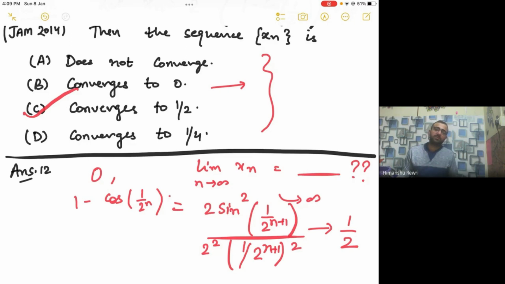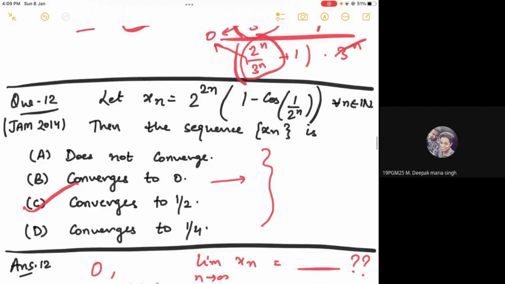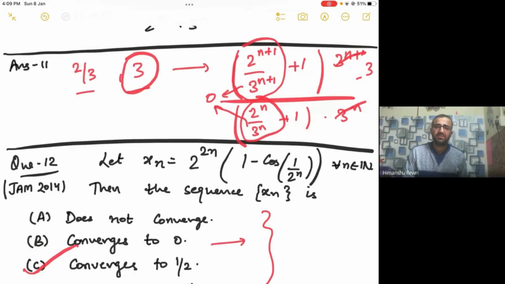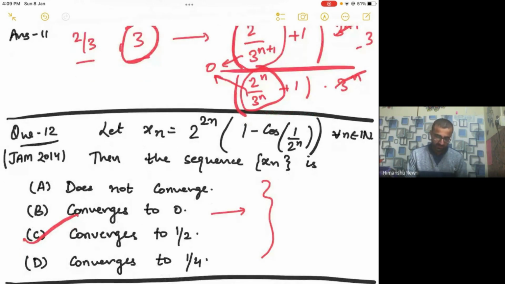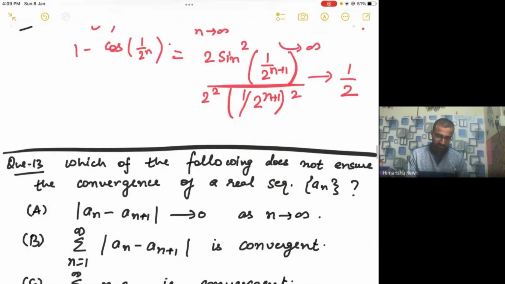Very good. So if we expand the series also we can find. Yes, by expansion we can do it. This is also another way. Very nice observation. Okay. So let's go to question number 13.